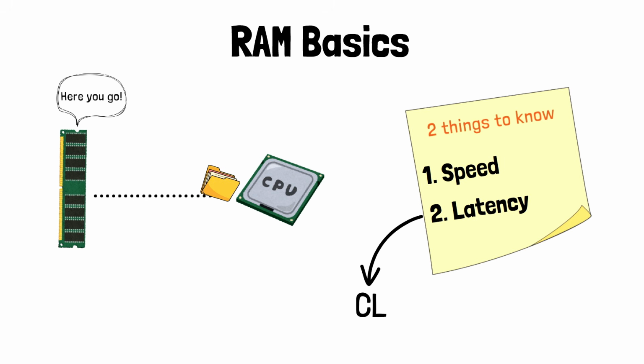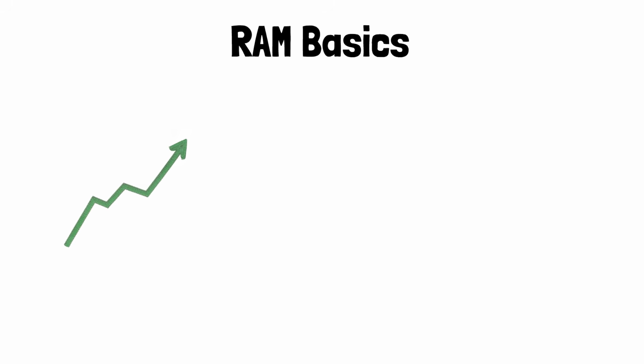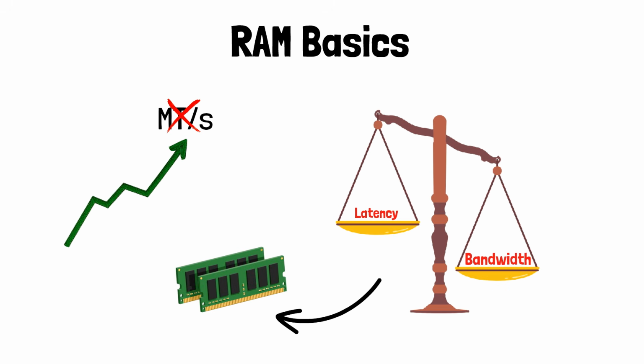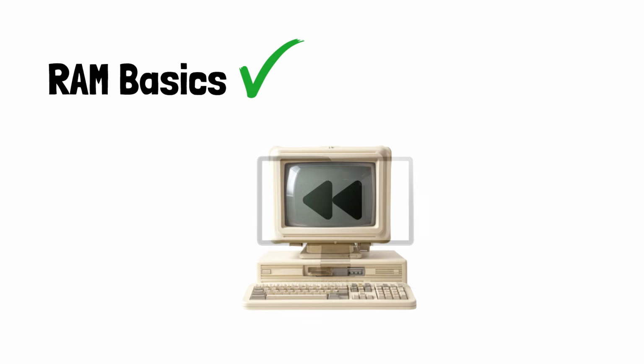This is the delay between your CPU asking for data and the RAM responding. So in simple terms, bandwidth is how much data moves. Latency is how fast it responds. This is why higher MT per second alone doesn't guarantee better performance. The best results come from a balance of good bandwidth and low latency, and that balance is what each new RAM generation improves. Now that we've got those basics out of the way, let's rewind to the late 90s and see how all of this started.